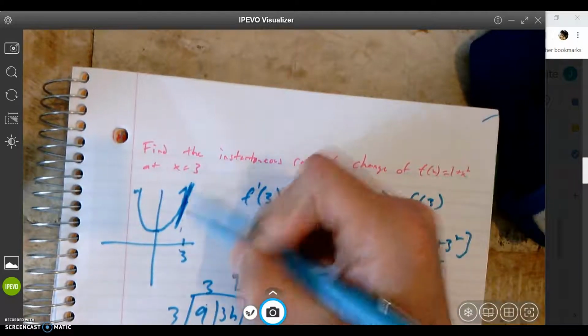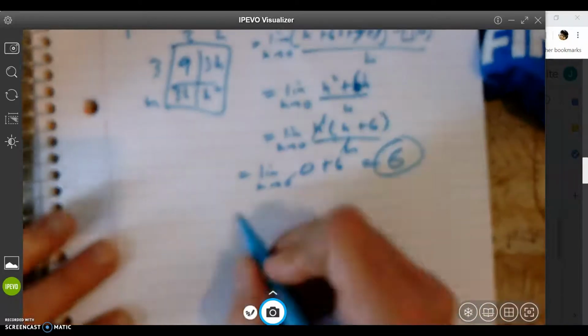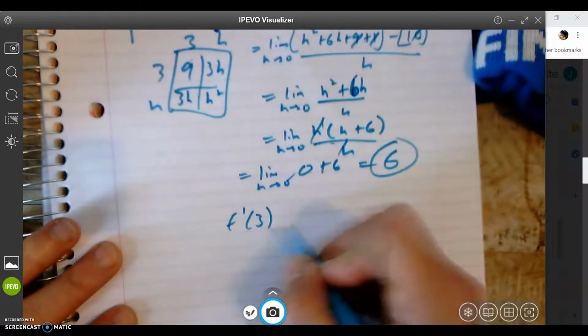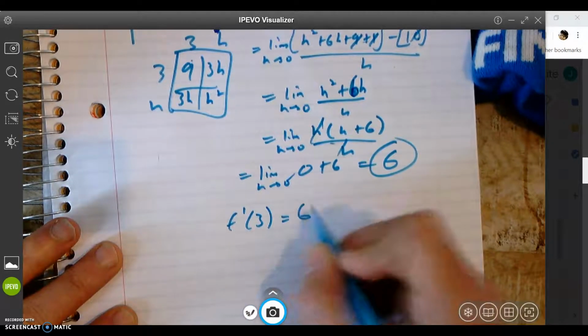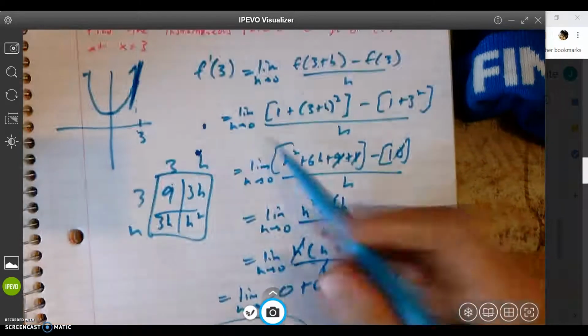Yeah, up 6 over 1, that's pretty steep, right? So f prime of 3, the slope at 3, is 6. Up 6 over 1, boom, got it.